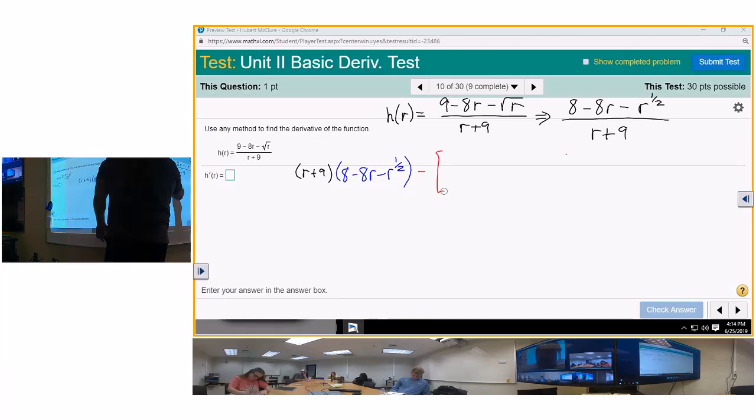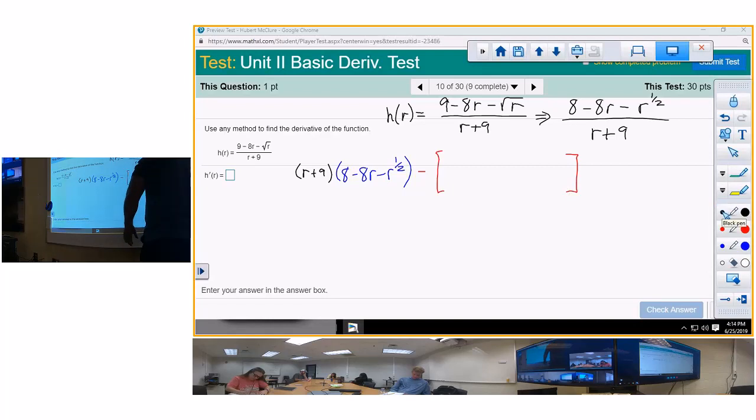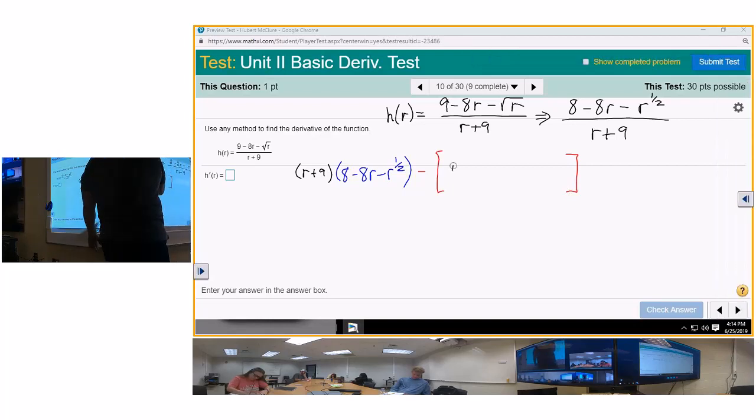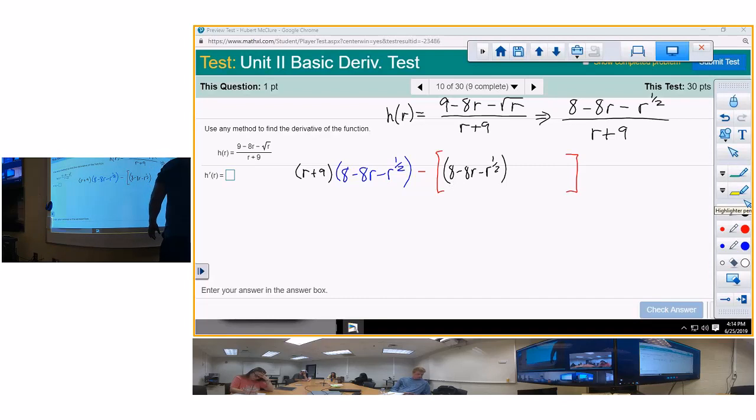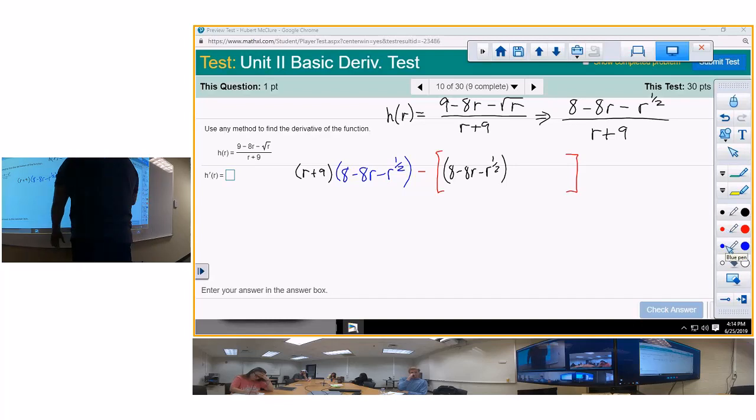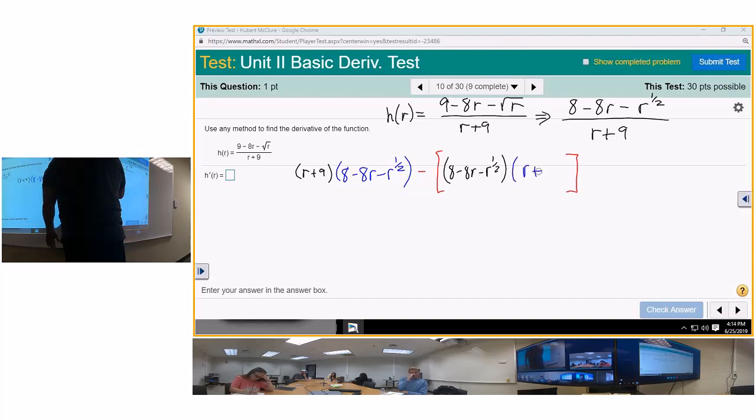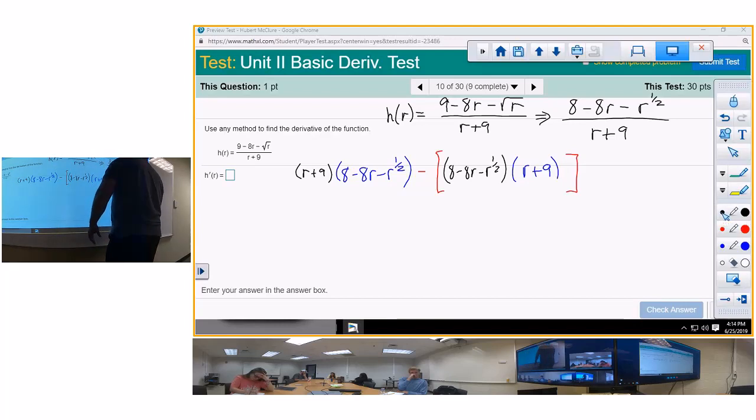Minus the numerator, which is 8 minus 8R minus R to the 1/2, times the numerator prime. I think I done turned it around, didn't I? Numerator times the denominator prime. Okay, there we go. Denominator is R plus 9, all over the denominator squared.